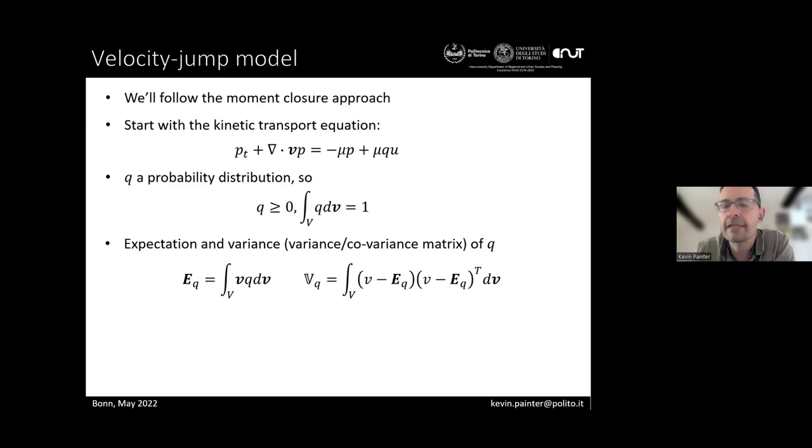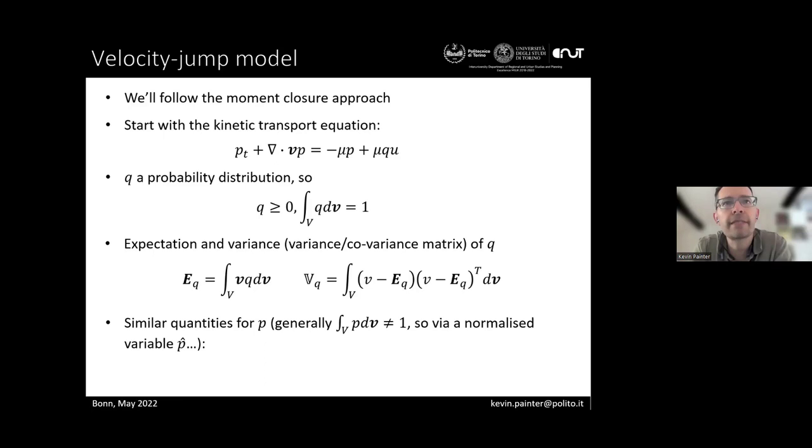If we're analyzing how an individual is moving through the environment, we could approximate its turns according to some turning distribution. And then these E_Q and V_Q will come out as statistical properties of that turning distribution Q. So we've got the expectation and the variance of Q, and we want to get some similar quantities for my population P. But of course, we can't do that directly because the population is not necessarily going to integrate to one. So the way we do that is through effectively a normalized version of the population, which we're going to call P hat.